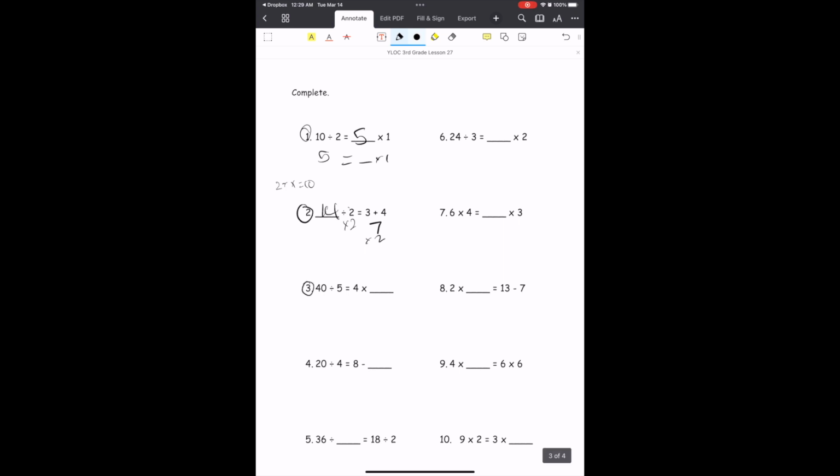Number 3, 40 divided by 5, that'd be 8, is equal to 4 times blank. And we know 4 times 2 is equal to 8, so the answer would be 2.